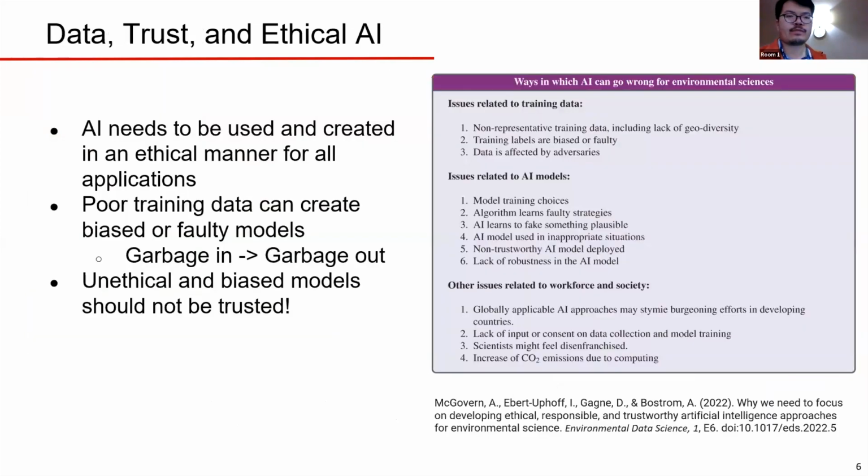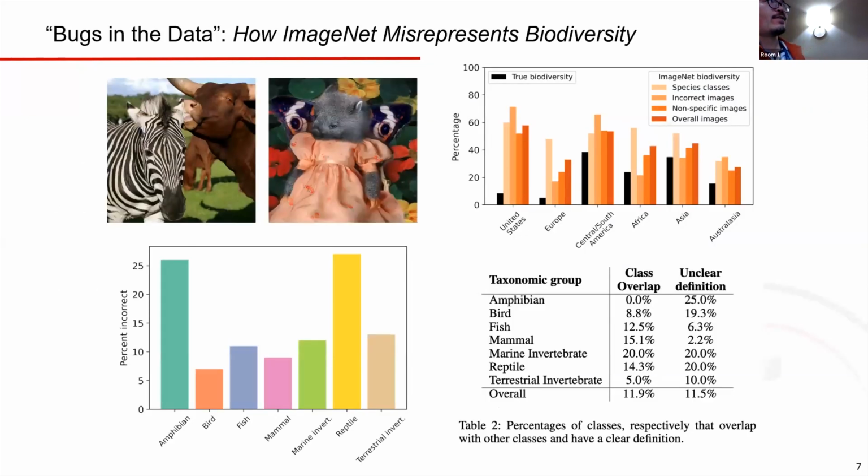And in one of the papers published by colleagues in the NSF AI Institute, AI2ES, they identify different areas in which AI systems in environmental science can go wrong. There are specific areas focusing on the training data, and there are also issues related to the model and issues related to the workforce and society. And this is a fun paper titled "The Bugs in the Data and How ImageNet Misrepresents Biodiversity."